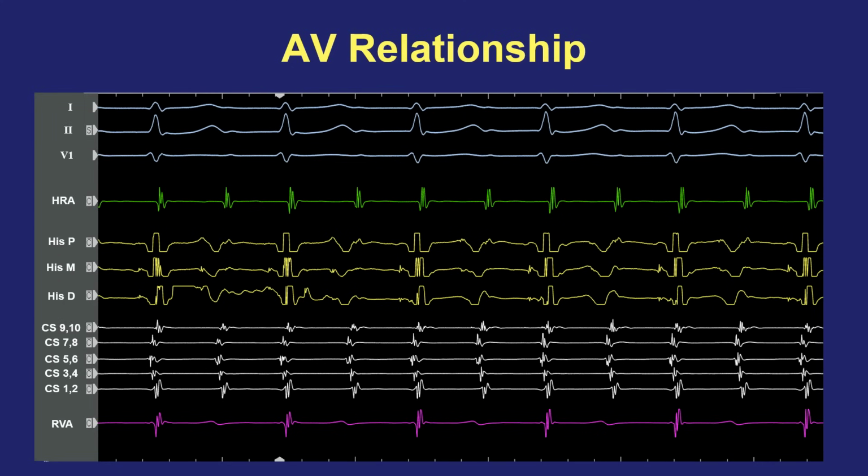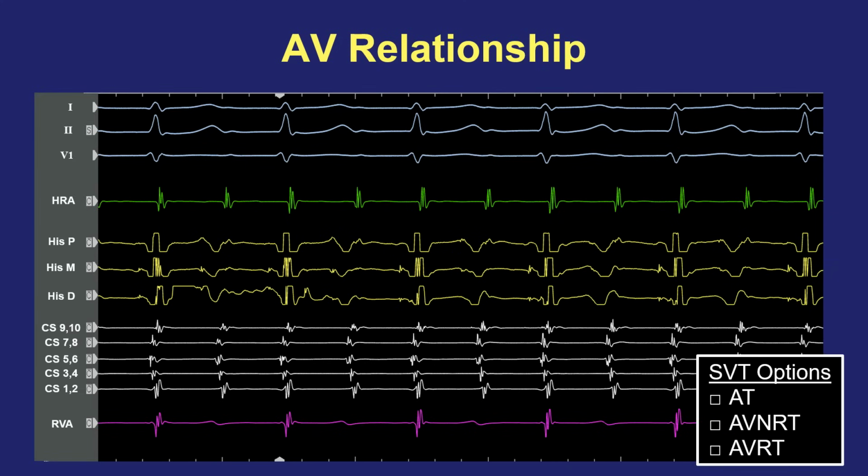Here's another patient that has a non-one-to-one relationship between atrial and ventricular activity. In fact, as we look at the surface EKG, you have only half the number of QRSs as you have atrial events on the intracardiacs. You have a 2-to-1 AV relationship. And as we already discussed, you can immediately cross off the list AV-RT because you cannot have missing QRS complexes and have this be AV-RT because the ventricular muscle is necessary for that circuit.